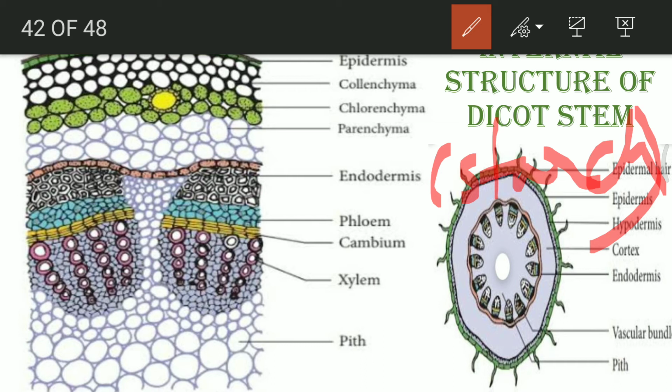Other than the endodermis, the innermost layers again consist of the vascular bundles. And in the case of dicots, we see that the inside layer of the endodermis is a thin layer of pericycle. So this dicotyledonous stem has the presence of pericycle in between the endodermis and the vascular bundles.